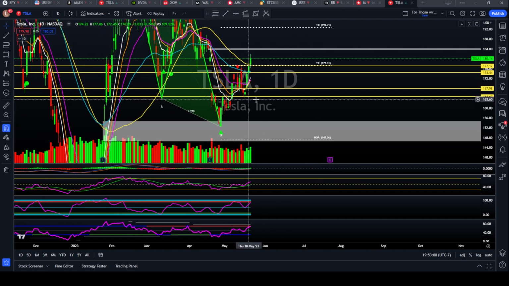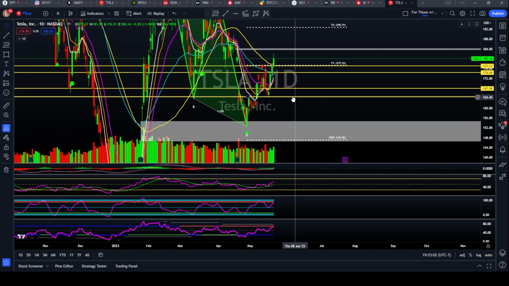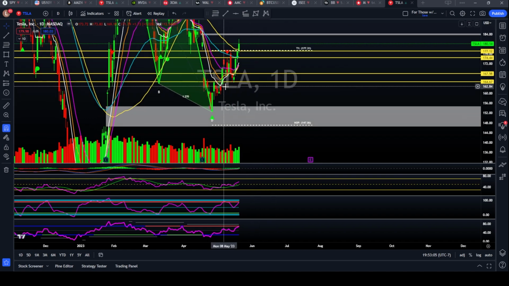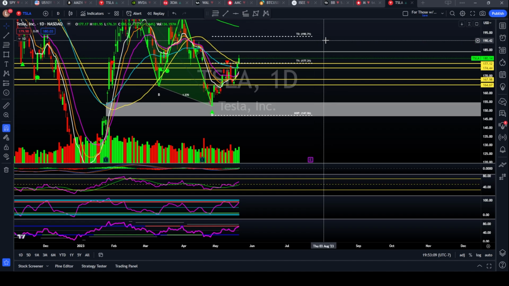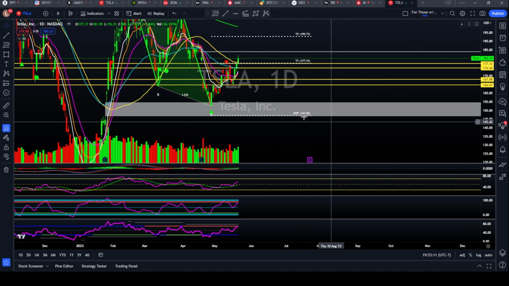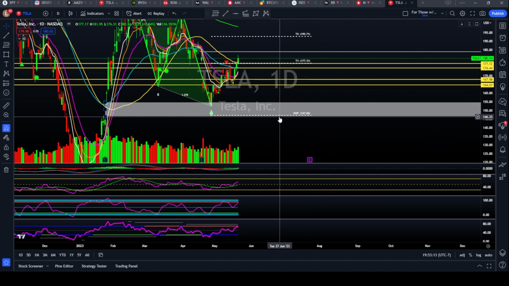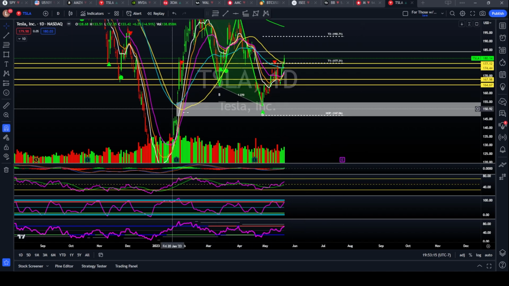Capitulation again starts here, in my opinion, at 164 for Tesla. So if you're long in Tesla, as long as you hold 164, it looks good, more continuation to the upside. Otherwise, if you lose 164, you come back down to 147.06, where the gap is.